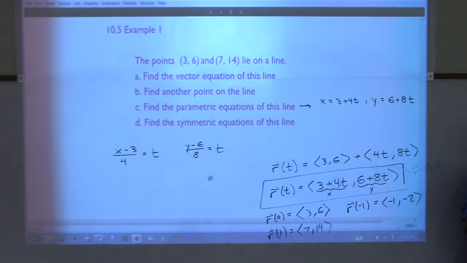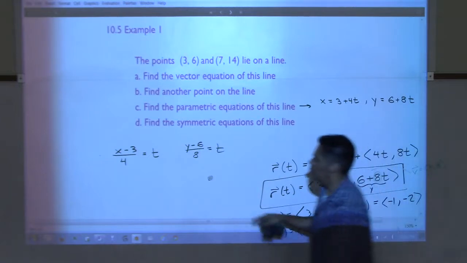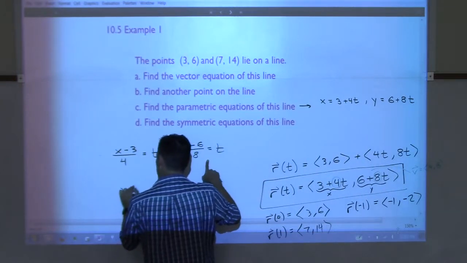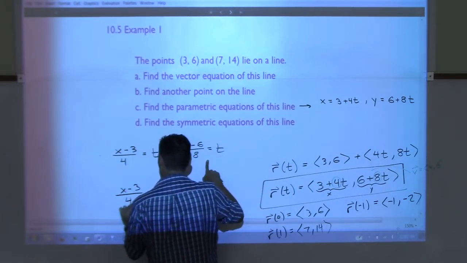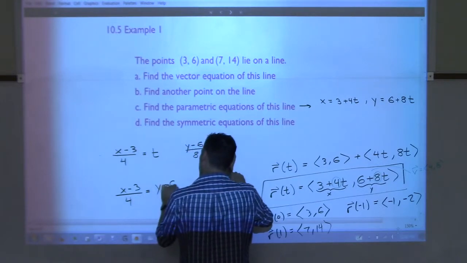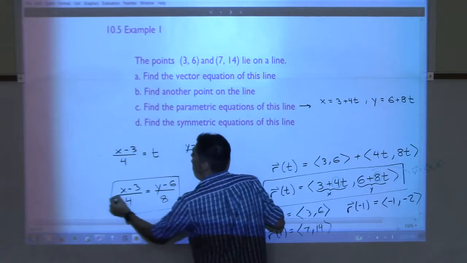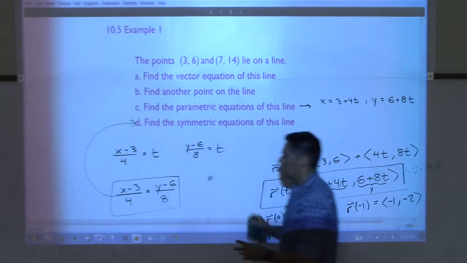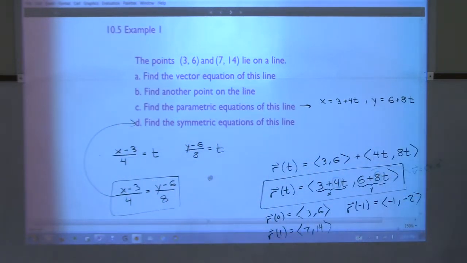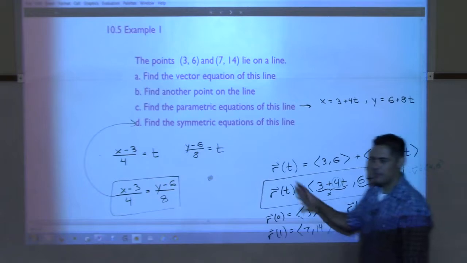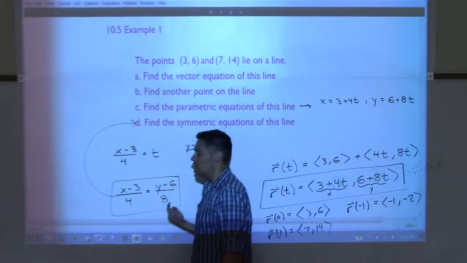Now set them equal to each other. So if I set them equal to each other, I get x minus 3 over 4 equals y minus 6 over 8. This would be our symmetric equations. Anybody notice anything about those symmetric equations with that 4, 8? Or is the 4, 8 just like glaring? Well, they're in the denominator, right?